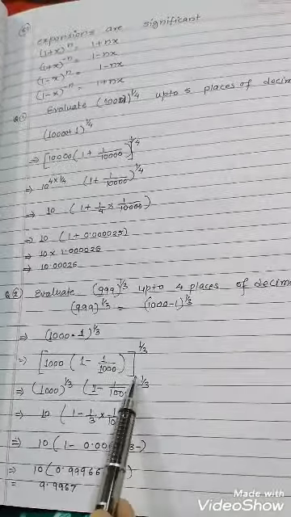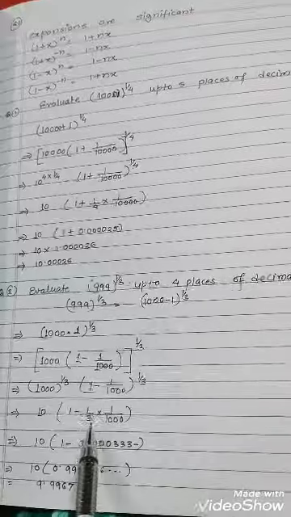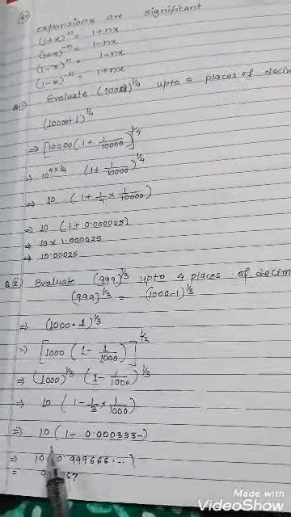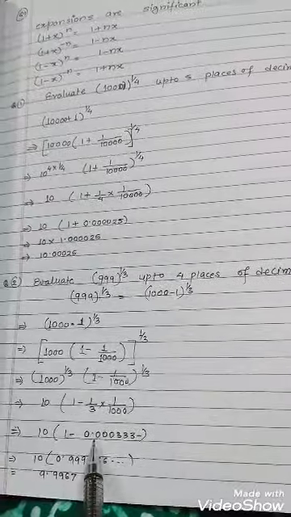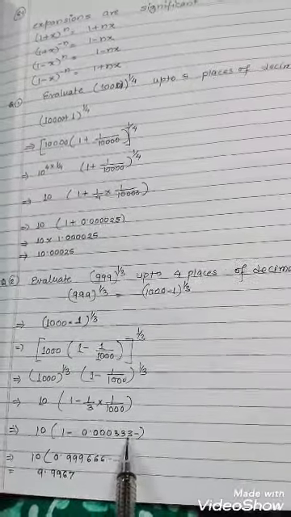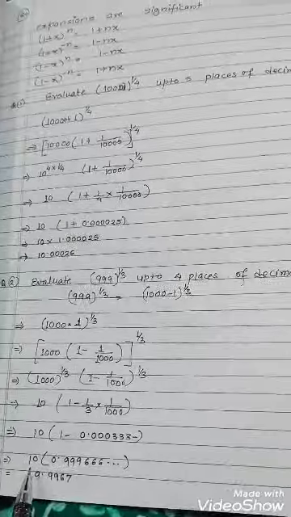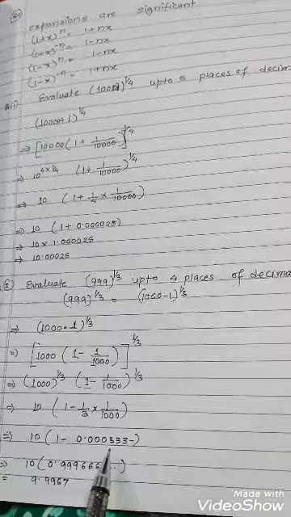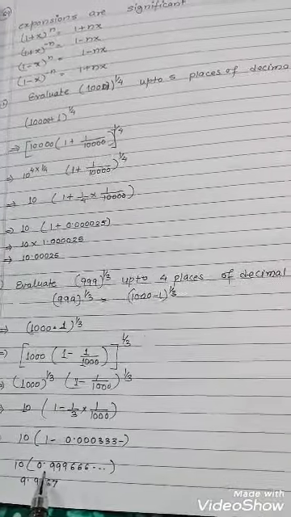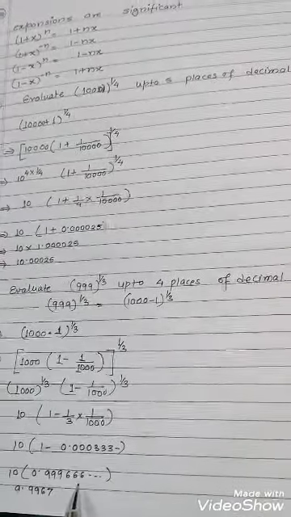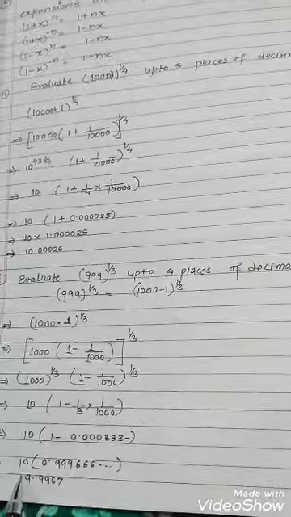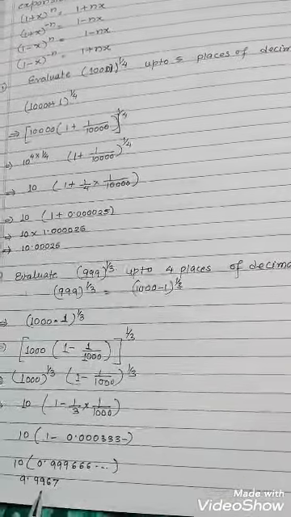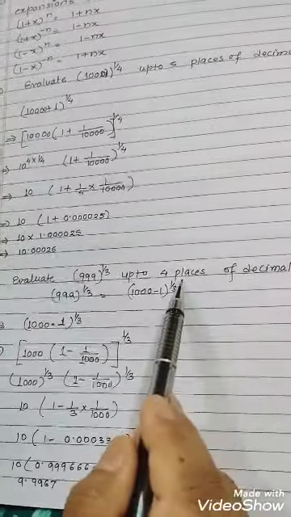The exponent 1 upon 3 will multiply with the second term, so it will be 10 into 1 minus 1 upon 3 into 1 upon 1000. This is 10 into 1 minus 0.000333 recurring. If you take the difference of this, it will come 0.999666, this is recurring, so you will get 9.9967 up to 4 places of decimal.